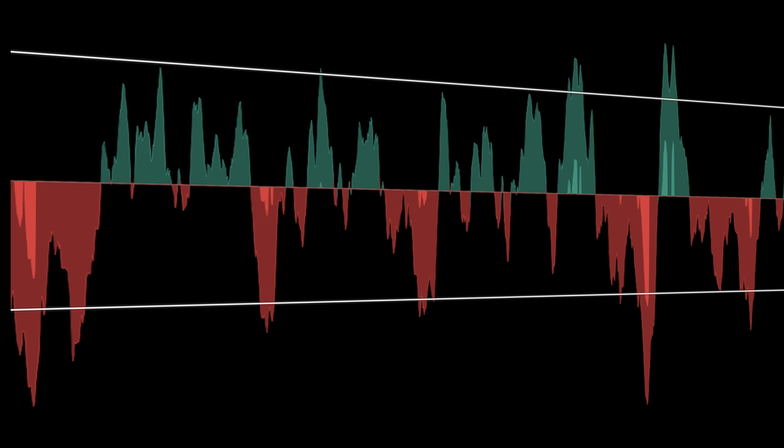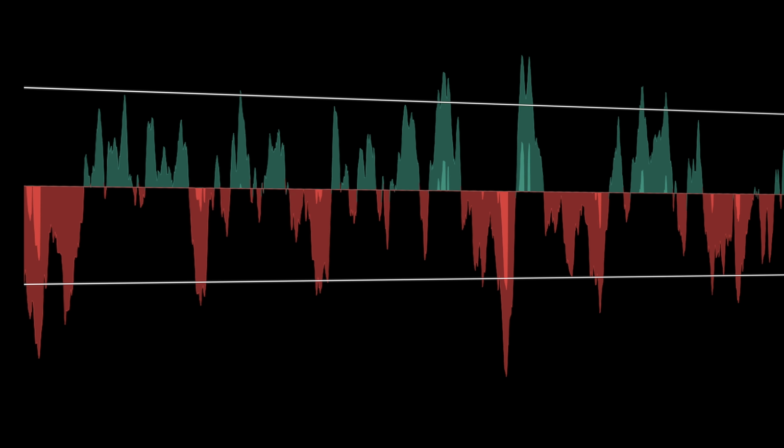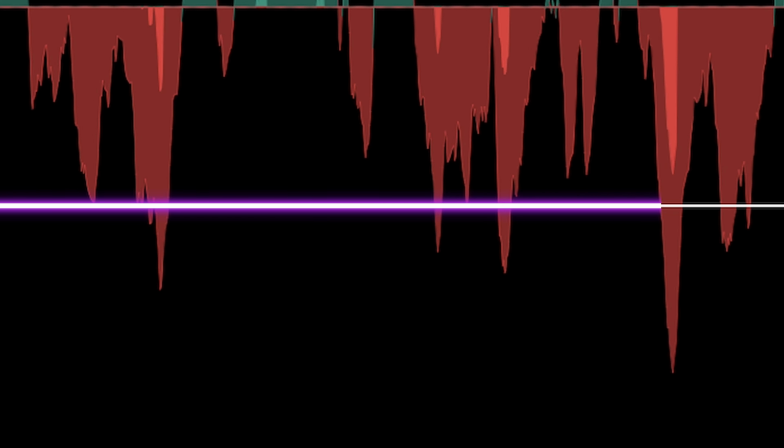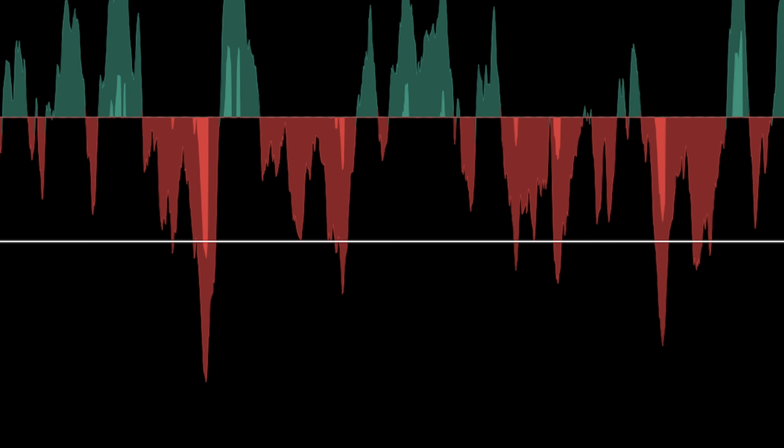The main goal of this indicator is to identify the times when the market is overbought or oversold. When the money flow crosses above the 60 level, the market is considered overbought. And when money flow crosses below the 40 level, the market is considered oversold.